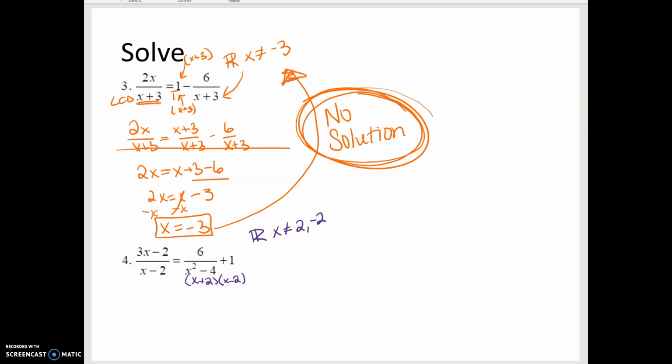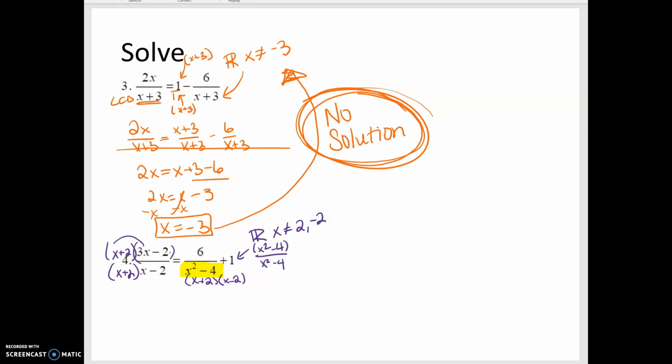Okay, my LCD this time is that term x squared minus 4, which remember factors into x plus 2, x minus 2, so on the left we're just missing our x plus 2, top and bottom. And this term over here, this one is missing both, so you can either multiply that by x squared minus 4, or you can multiply it by both of those pieces. Okay, I'm just going to multiply it by x squared minus 4.